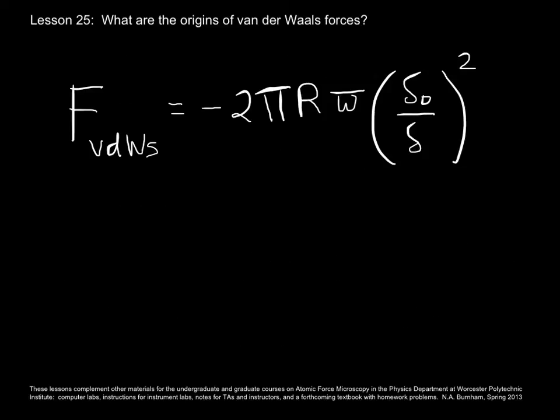Here's the result. The van der Waals force is equal to minus 2 pi times the tip radius times the work of adhesion times the quantity delta 0 over delta squared, where delta 0 is an interatomic distance, that is the separation at contact. I think it's cool that with an AFM you can measure intermolecular dipole-dipole attractions just due to rotating atoms or fluctuations of electrons.